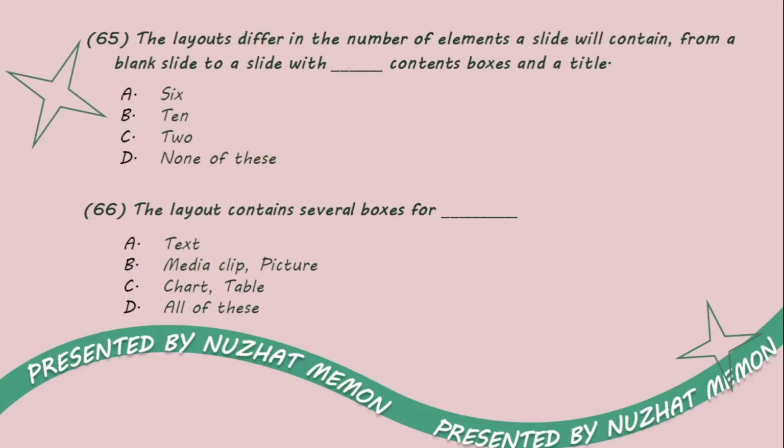Next, 65. The layouts differ in the number of elements a slide will contain, from a blank slide to a slide with six contents, box and a title. So it has 6 contents. Now, the layout contains several boxes for. So here we will see the contents, that is text, media clip, picture, chart, table, right?